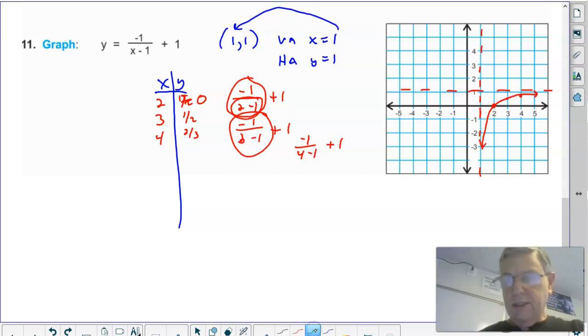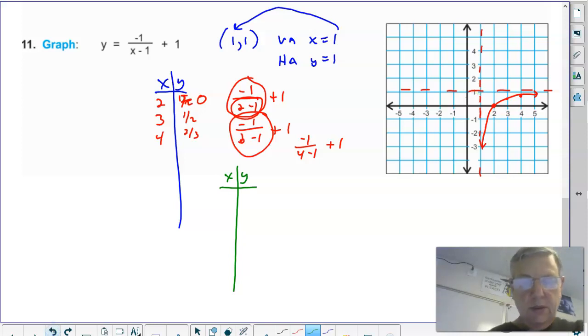Okay, well, I need this area, right? You notice how they always go diagonal? So I'll do this one in green. XY chart. Now notice my center point is right there, so I'm going to go to 0, right? So I have to do 0, so negative 1 over 0 minus 1 plus 1. Negative 1 over negative 1 is positive 1, so that's a 2. So I get 0, 2. Good. It's exactly where I expected it.